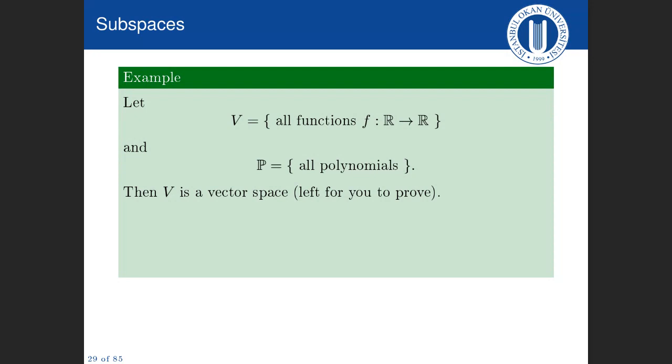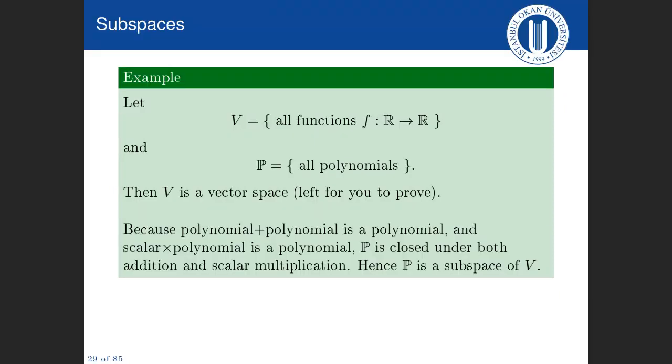Now let V be the vector space of all functions defined on the real numbers. And let P, no numbers, just P, be the set of all polynomials. That V is a vector space, I've written here left for you to prove, but I think we've already talked about that. Because if we do polynomial plus polynomial, we get a polynomial. And because if we do scalar multiplied by polynomial, we get a polynomial. That means that P is closed under both addition and scalar multiplication. So therefore, P is a subspace of V.